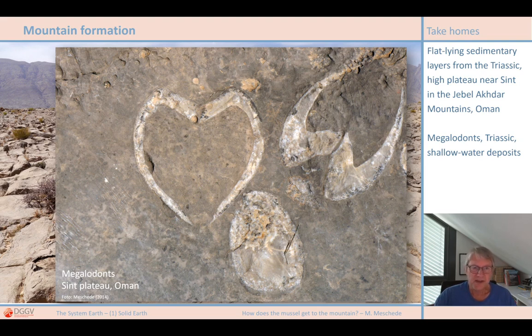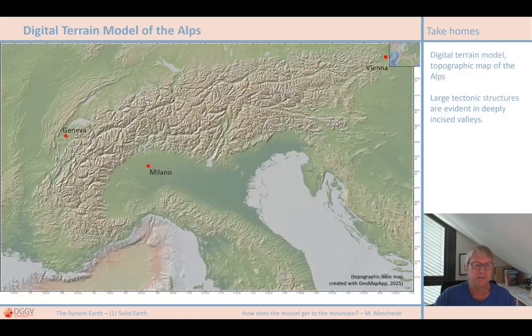How do they get there? That is the question of this video. How do the mussels get to the mountains? This of course has something to do with the development of mountains, and to explain that, I'd like to take a closer look at the Alps as a whole.